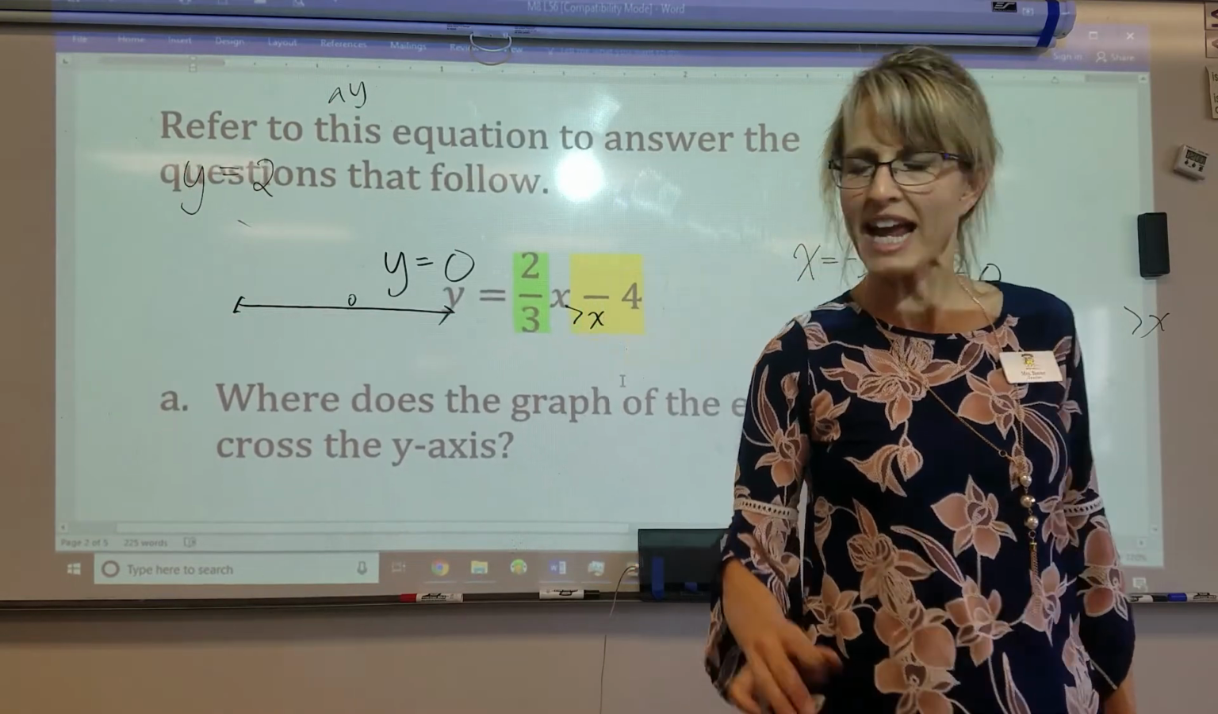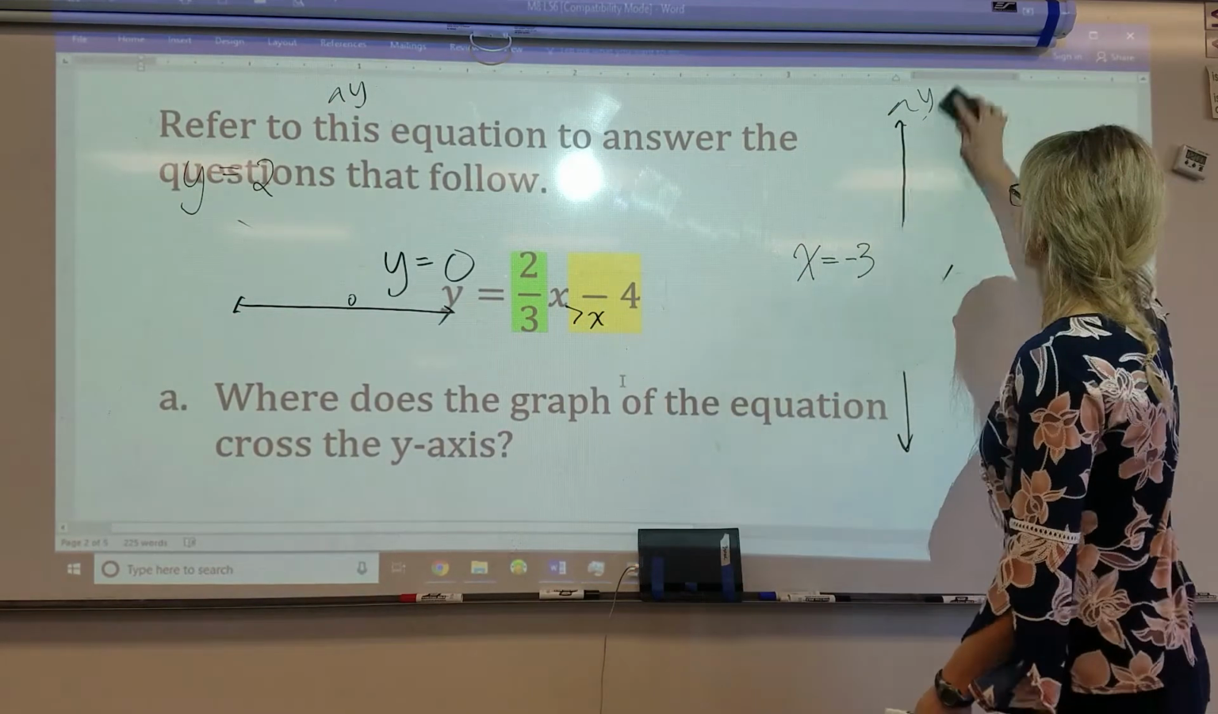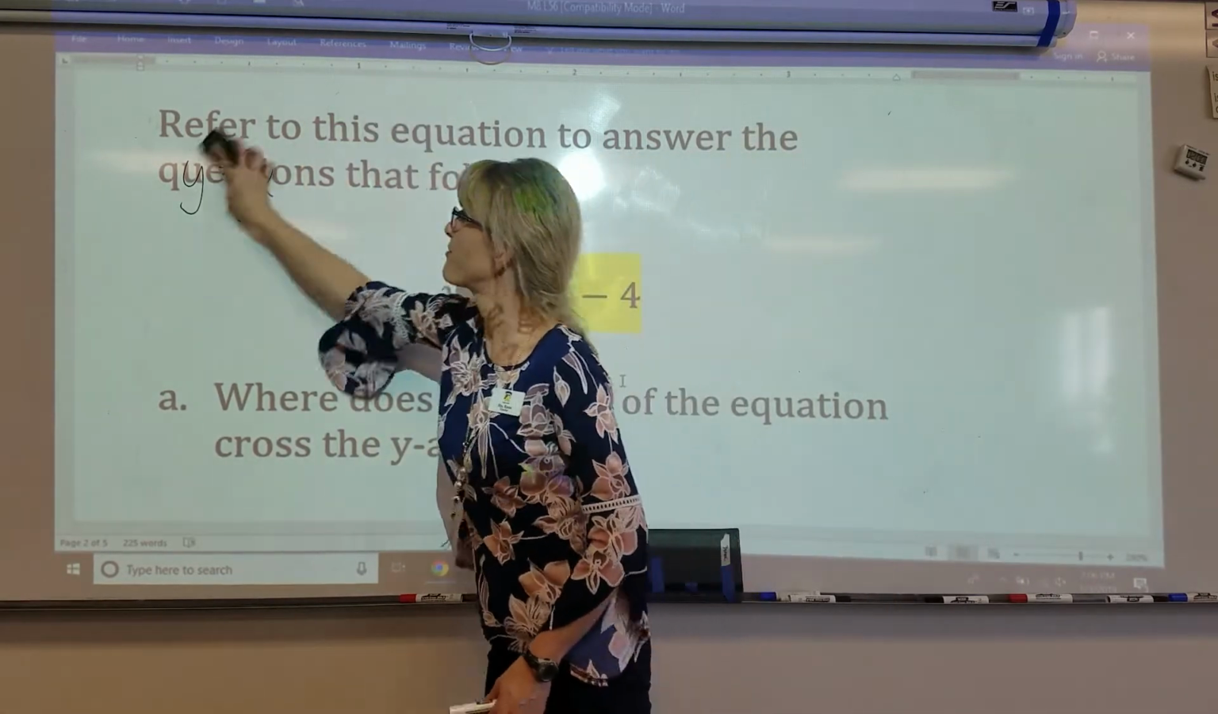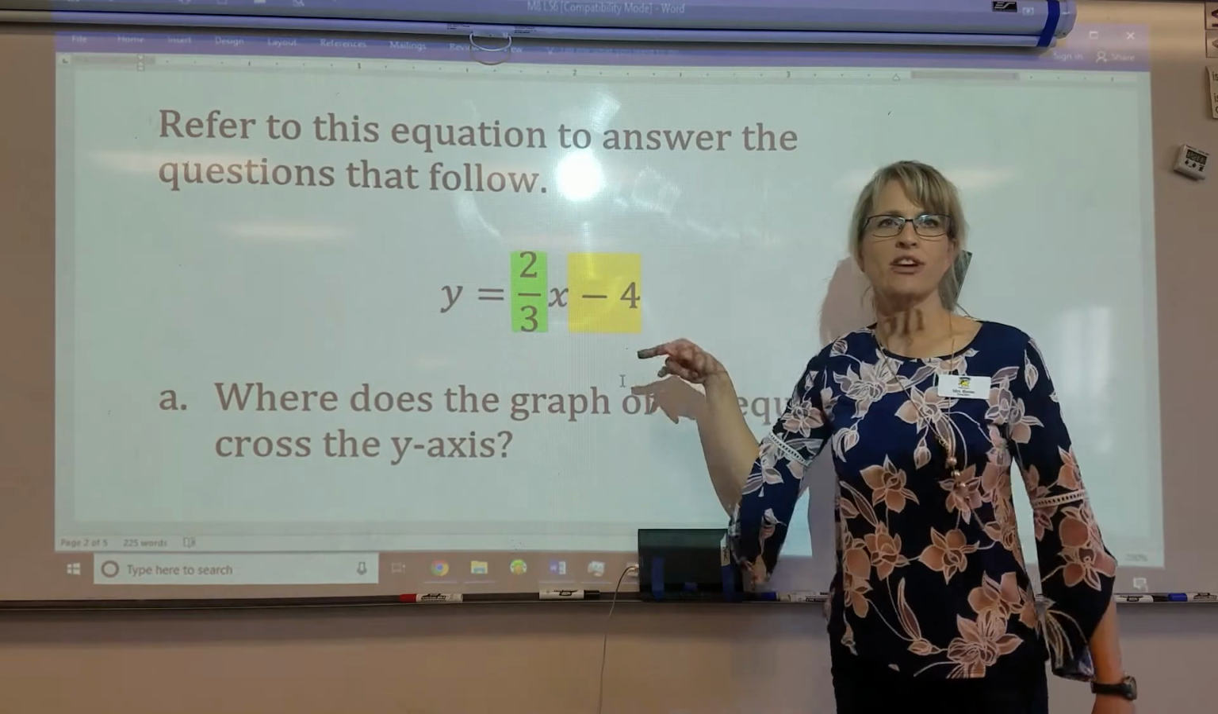Okay, let's look at this. Can I just look at this equation and look at the two clues based on my formula, slope-intercept form, and identify what the slope is?